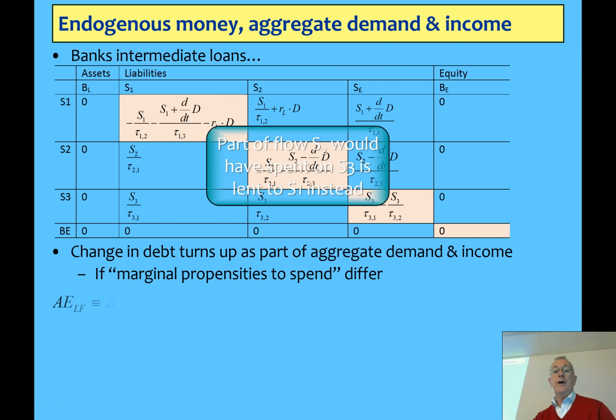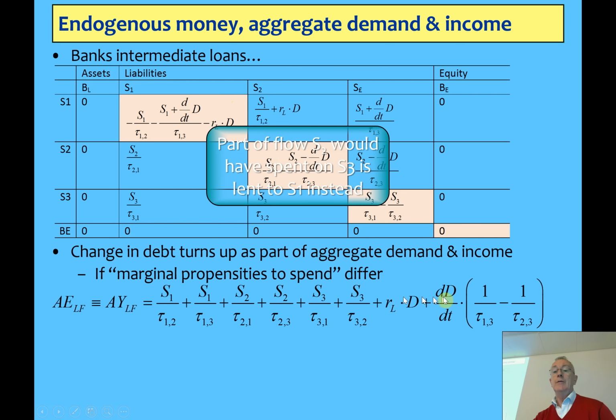And what you now find when you do the summation, you get a term involving change in debt in loanable funds. But it's multiplied by the difference between the inverses of the time constants. Okay? And of course, if they're the same, then that is 0. But if they're slightly different, you'll get a change in GDP, and that's why you get those variations I showed earlier in the Minsky simulation.